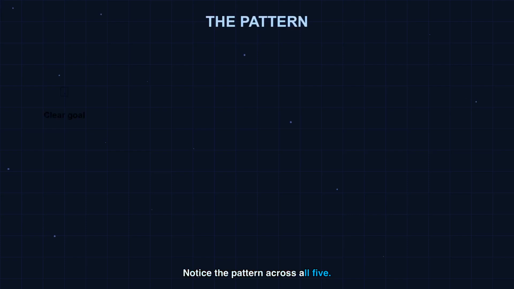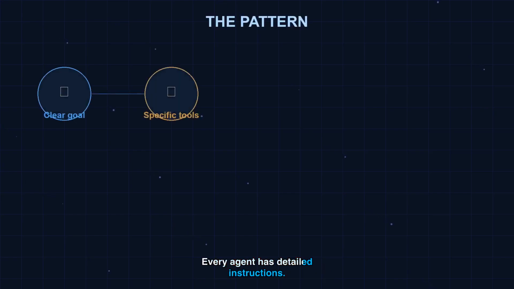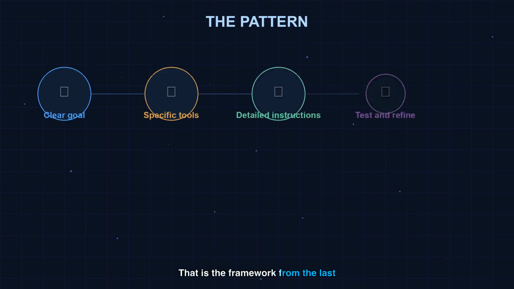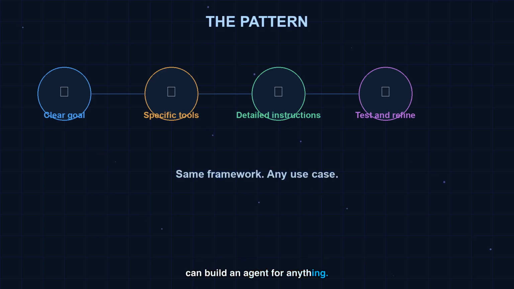Notice the pattern across all 5. Every agent starts with a clear goal. Every agent uses specific tools. Every agent has detailed instructions. And every agent gets better through testing and refinement. That is the framework from the last video applied 5 different ways. The use case does not matter as much as the process. Once you understand the pattern, you can build an agent for anything.